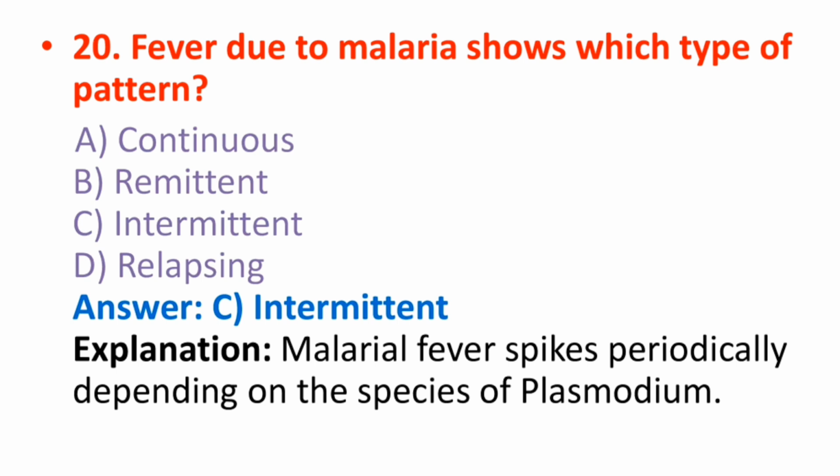Fever due to malaria shows which type of pattern? Option A, continuous; option B, remittent; option C, intermittent; option D, relapsing. The correct answer is option C, intermittent. Malaria fever spikes periodically, depending on the species of Plasmodium.